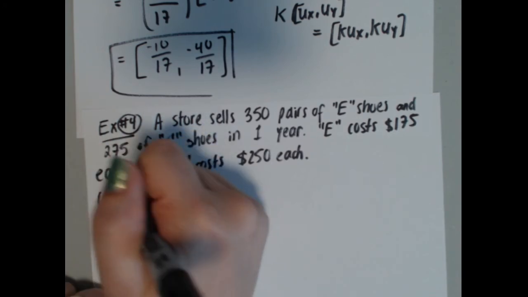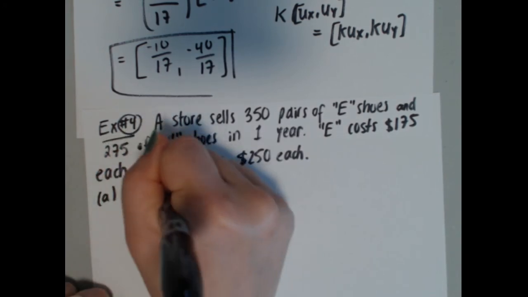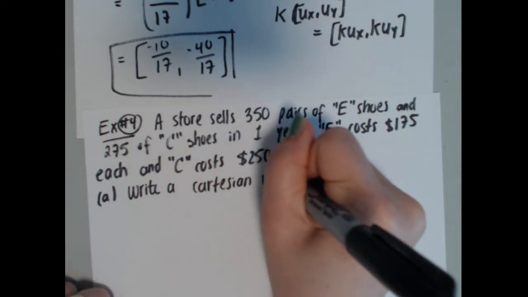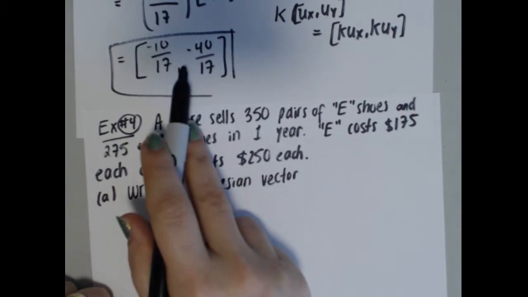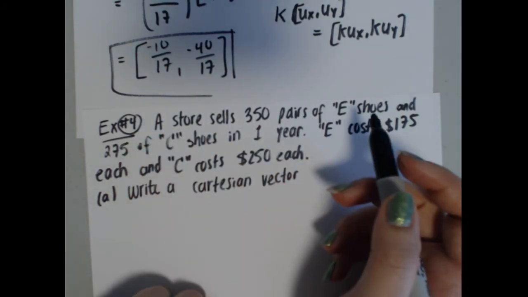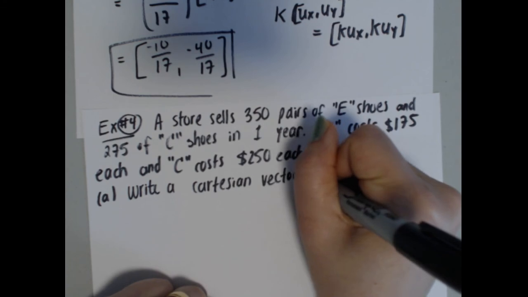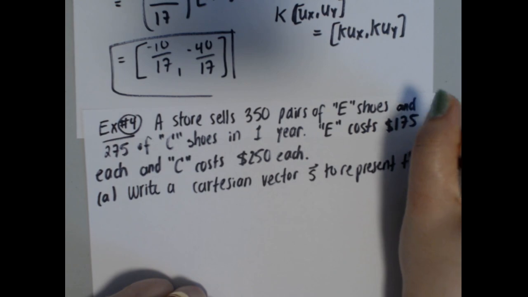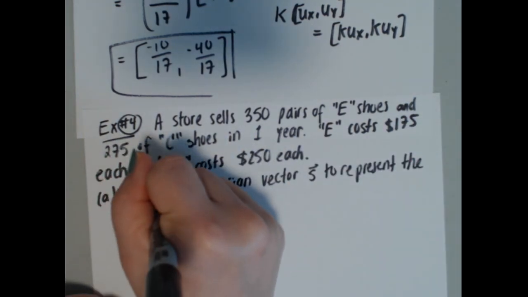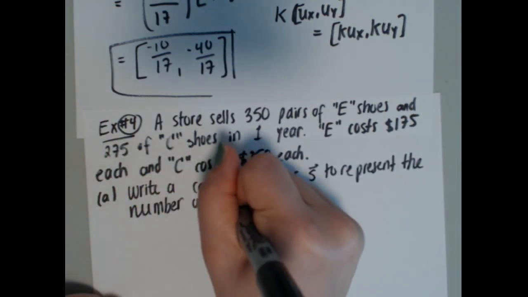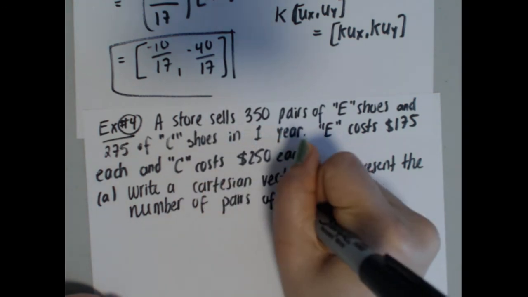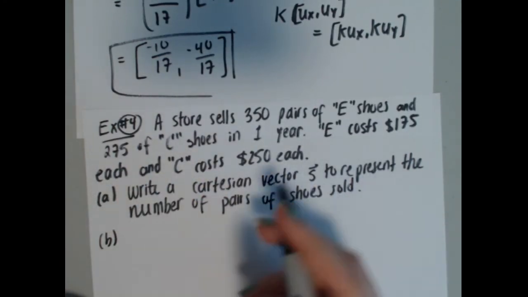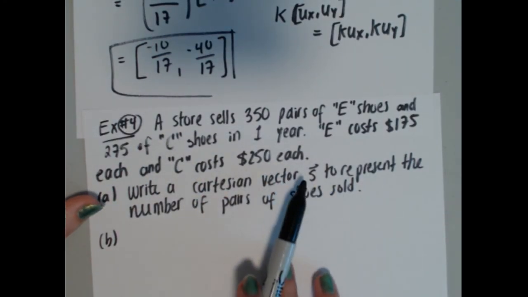Part A. Write a Cartesian vector. So remember Cartesian means you have, well, pretty much this. You have square brackets, x comma y. So write a Cartesian vector S to represent the number of pairs of shoes sold.